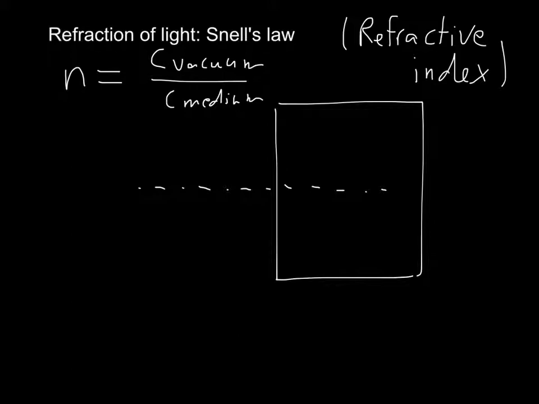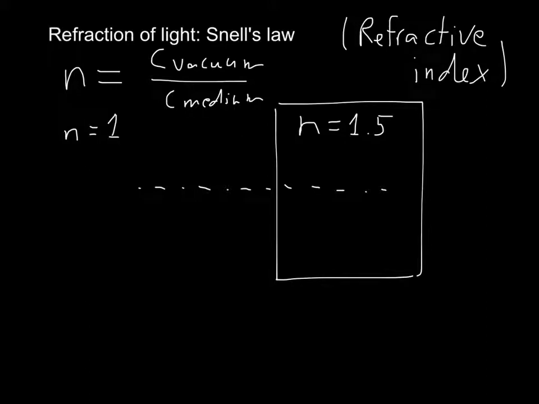Normally, n in a glass is around 1.5. So if this is a glass, it will have an n of around 1.5. And n in air is pretty much the same as in vacuum. So light travels at the same speed in vacuum and in air, and n is equal to 1, more or less. Okay, it's not exactly equal to 1, but close enough for all intents and purposes.